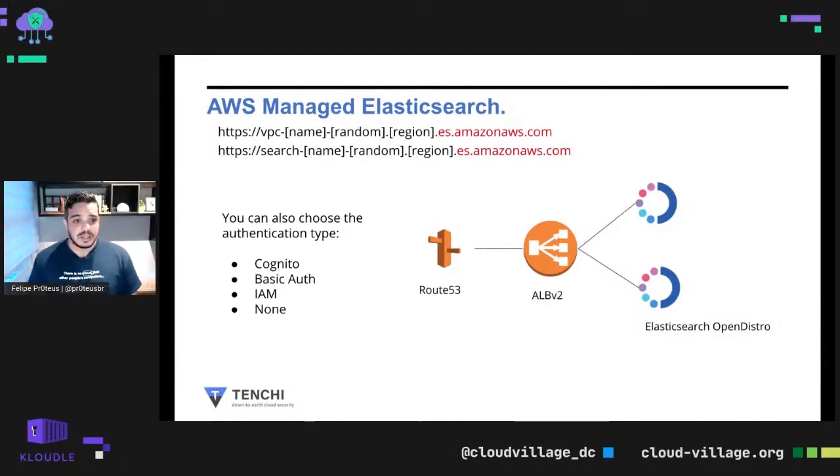And Elasticsearch is also exposed through Elastic Load Balancer. So we needed to know the exact name of the host to get exactly the host. And for Elasticsearch, you can also choose the type of authentication. You can choose between Cognito, Basic Auth from HTTP, IAM, none, and a little more. Open Distro has another configuration that's a bit more specific.